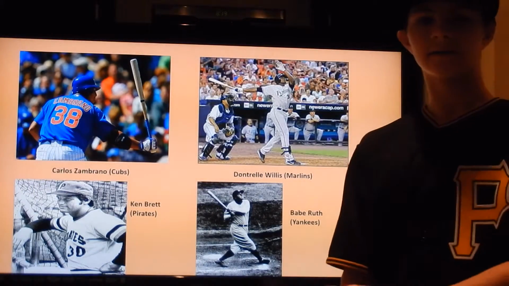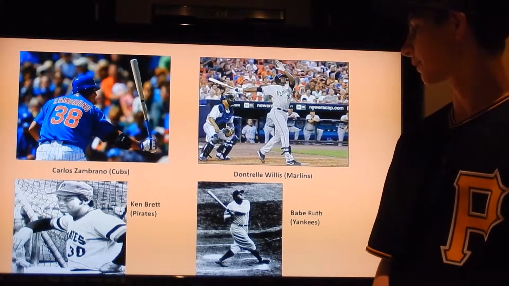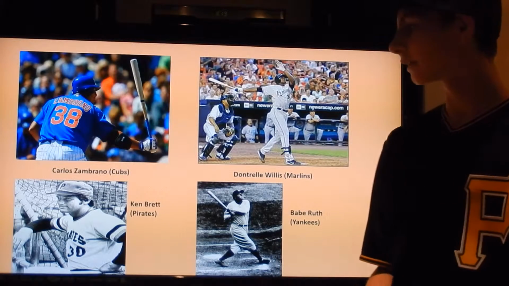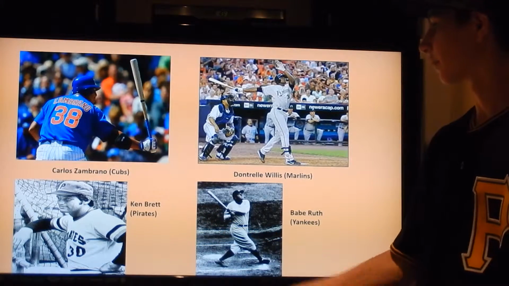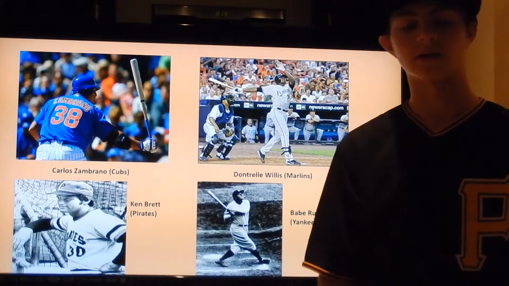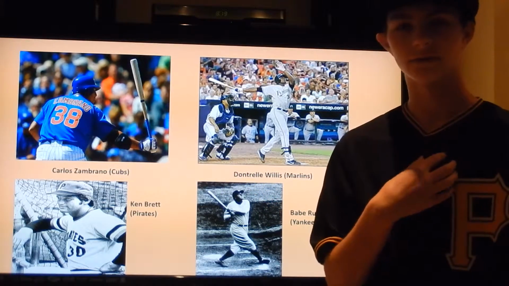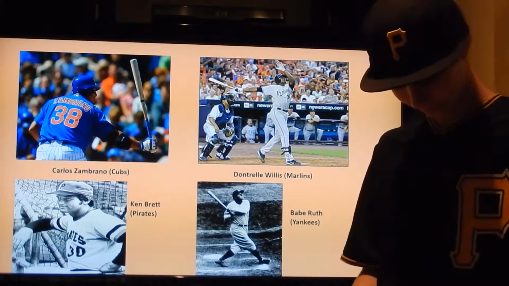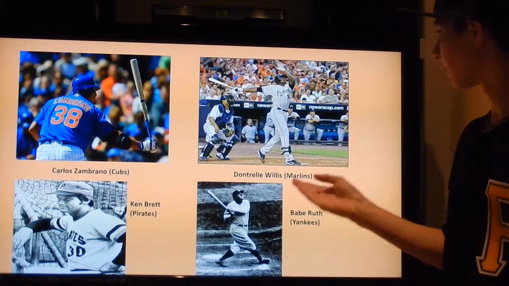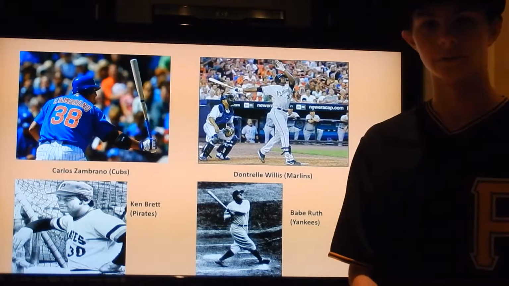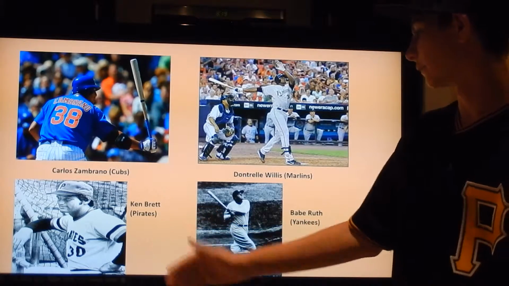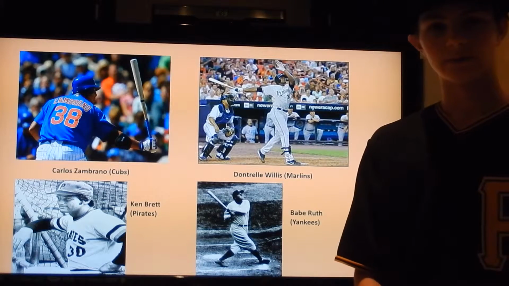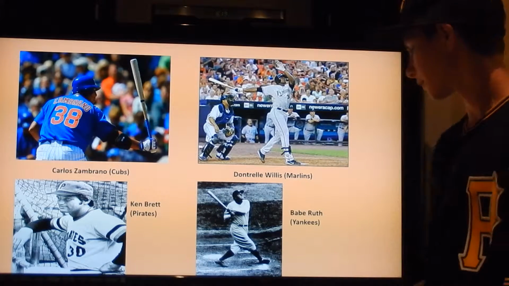Now, even though the pitcher has not been a very esteemed hitter, so to speak, there have been some good hitters that have come up through here. Carlos Zambrano, a great example. I was just about 6 or 7 years old when he was hitting against the Pirates, and that's my team, as you can see here with my uniform on. Dontrelle Willis, he hit the first grand slam by a pitcher ever for the Marlins. Ken Brett, a Pirate, he was also a very good hitter. And Babe Ruth, as I said at the beginning, Babe Ruth was a pitcher. Some people don't always know that, but he was a pitcher at one point.